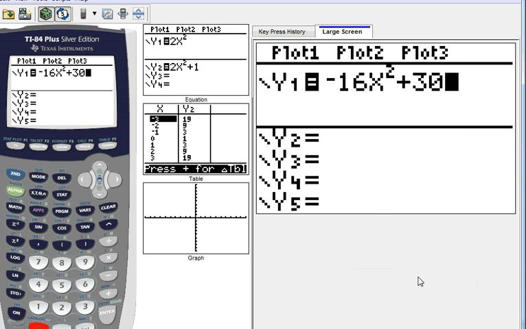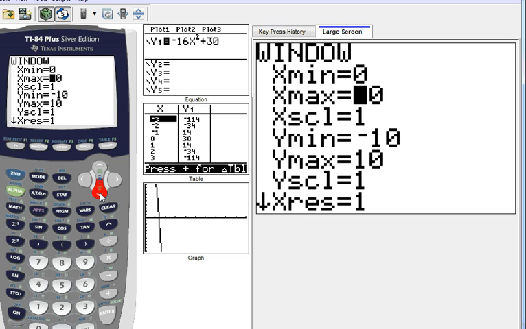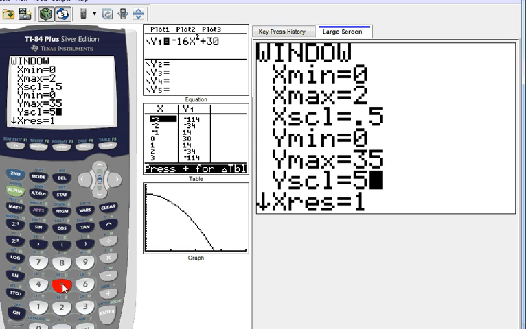So I have my equation in here. I'm going to go right away to my window. I know that I don't want negative x values, and I know that around somewhere between 1 and 2 seconds this thing hits the ground. So what I'm going to do is just go from 0 to 2 for my seconds and maybe make this go up by halves. And my height has to be at least 35, so it has to be at least 30, so I'm going to go up to 35. I'm going to graph it and watch what happens.